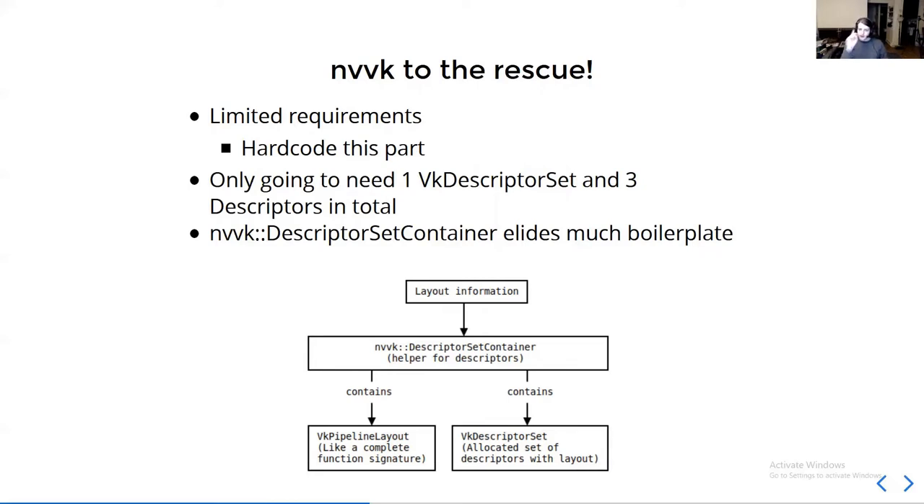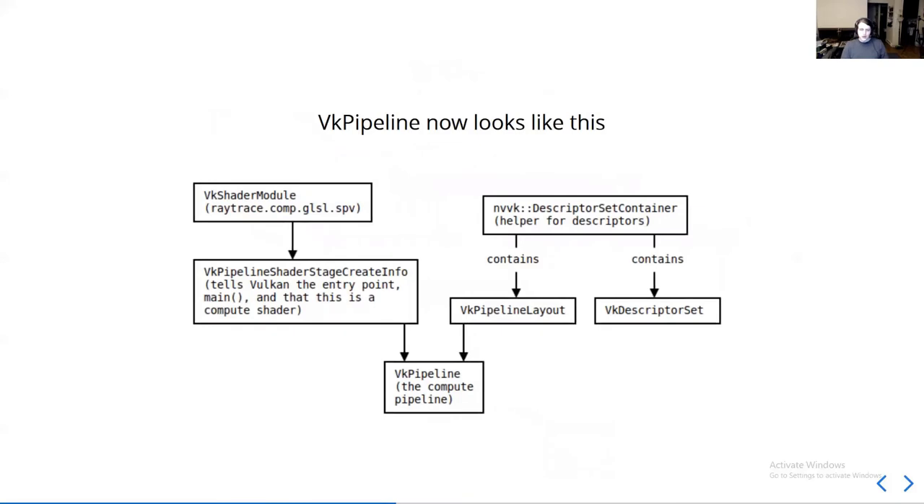Because we're only going to create one descriptor set, and one descriptor set only needs one pool, it makes everything quite a bit simpler. So in our previous chapter, we had the pipeline object. We had our shader module, we had the shader stage create info, and then we had this pipeline layout object, but it was empty. Now we can fill it in.